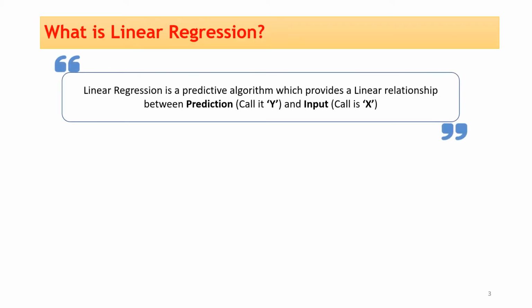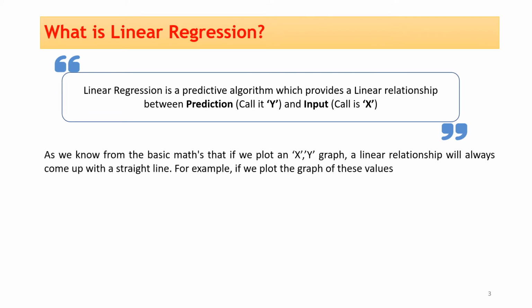Now let's start with the first topic, that is what is linear regression. Linear regression is a predictive algorithm which provides the linear relationship between the predictions and the input. If we call the prediction y and the input x, then linear regression is the predictive algorithm which provides the relationship between y and input x.